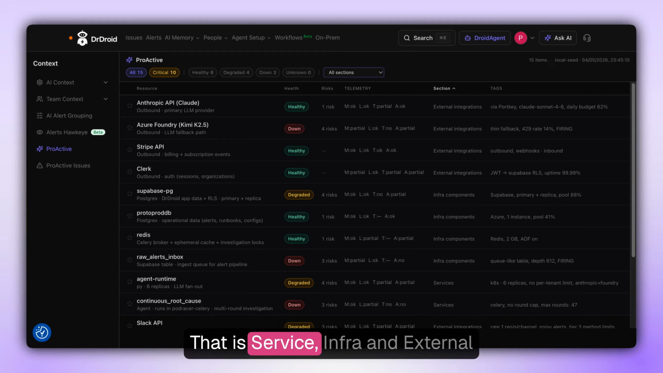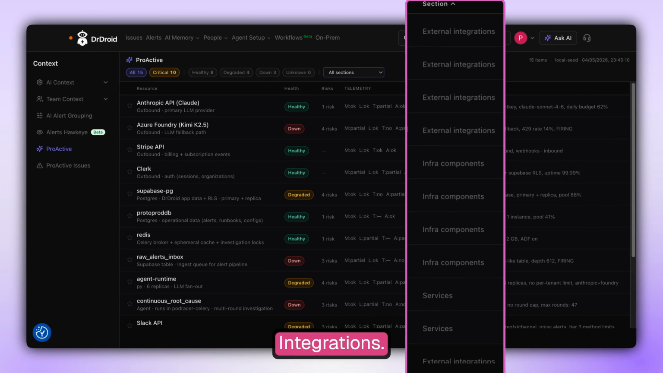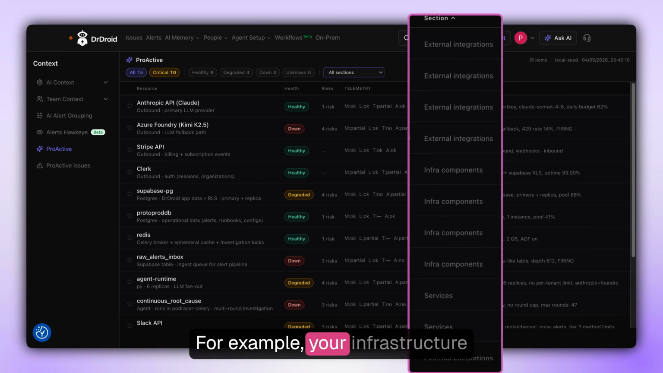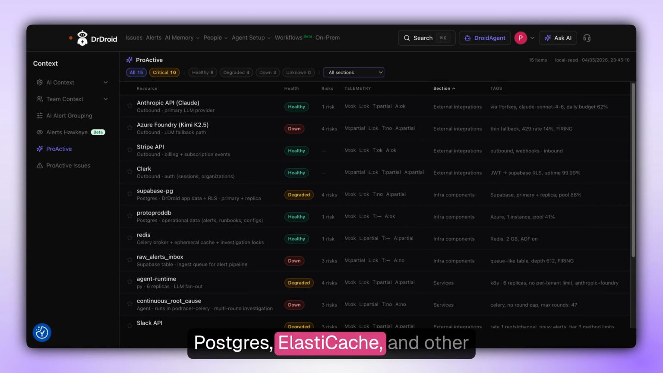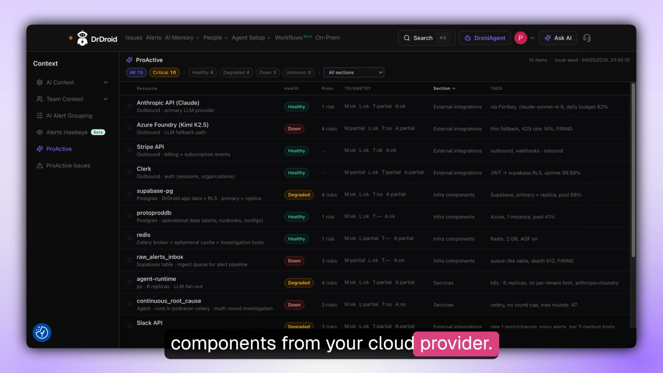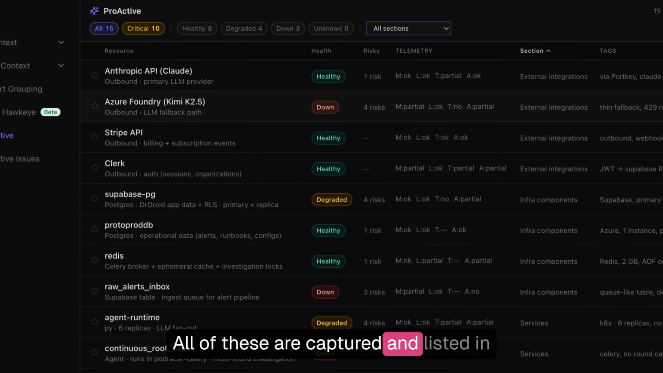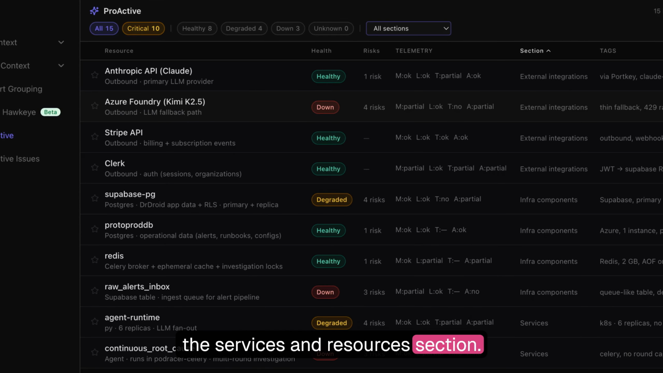That is service, infra, and external integrations. For example, your infrastructure components might include things like Postgres, Elasticache, and other components from your cloud provider. All of these are captured and listed in the Services and Resources section.